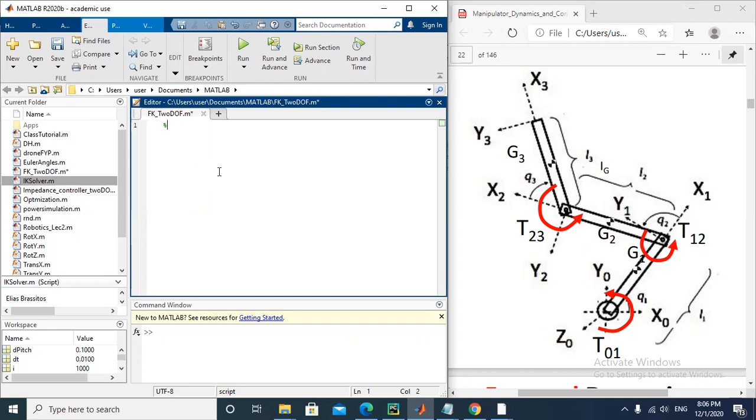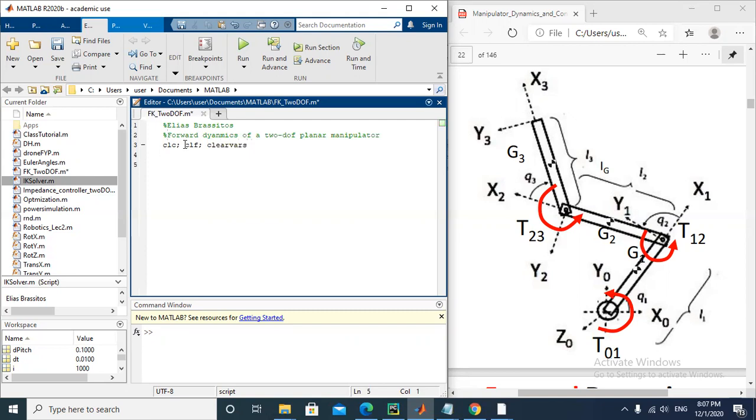So my MATLAB script is open here, and my command window. I'm going to begin by writing my name, and then we're going to write a brief description of the program. This is a forward dynamics of a 2DOF planar manipulator. The first thing you have to do every time you program is clear the command window, then clear any figure that we have open, and then clear any previous variables.